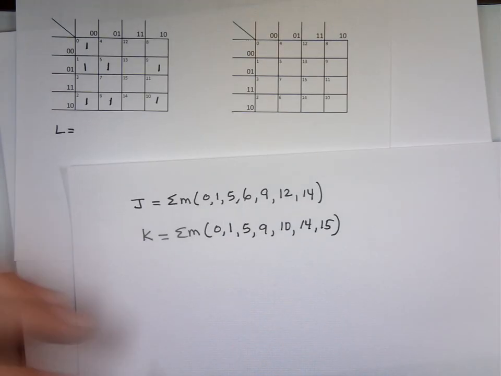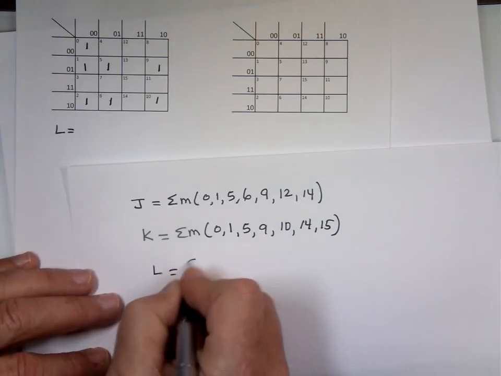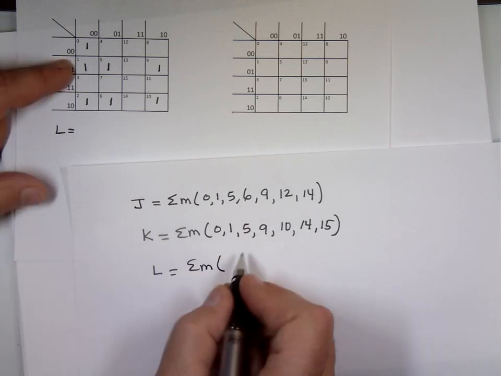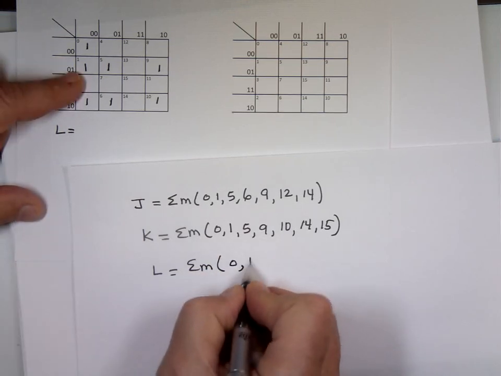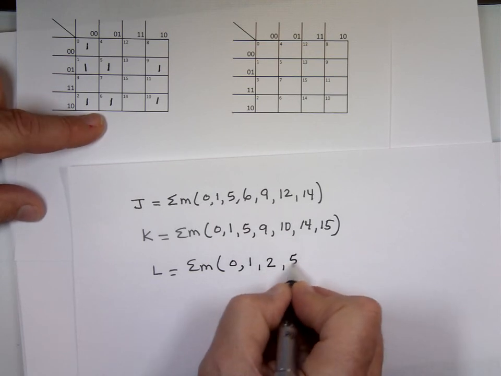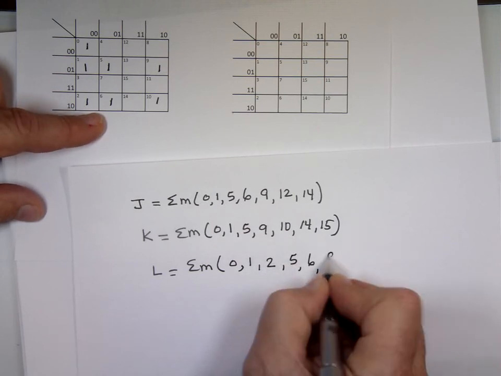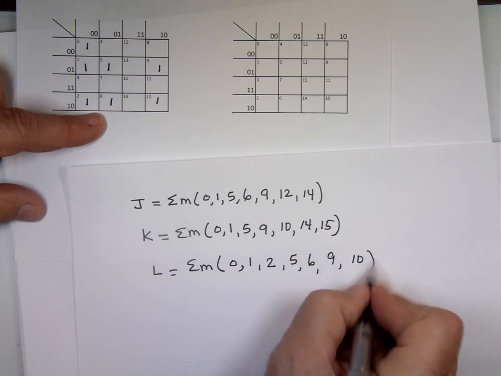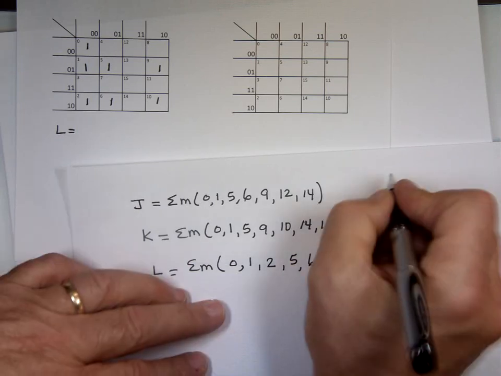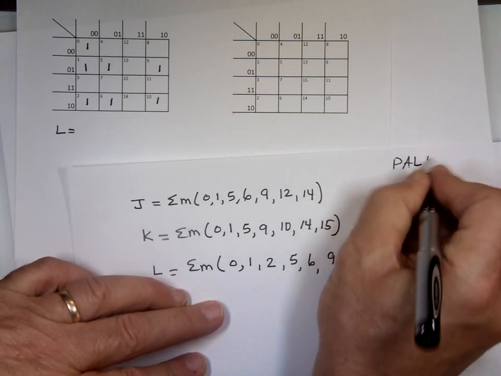And L, which is the summation, I decided to work the problem backward, makes it easy on me. 0, 1, 2, 5, 6, 9, 10. Anything else? Did I leave anything out? So this is the new example. We're using PAL again.